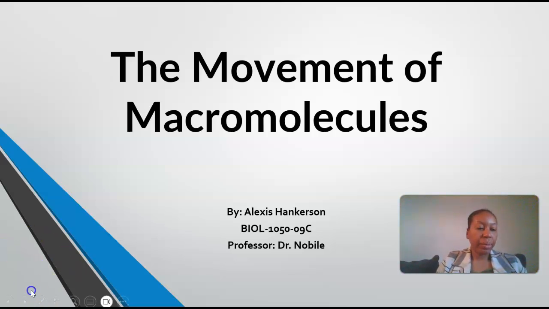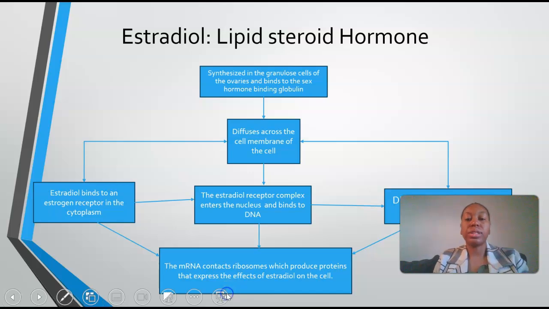The first one that I'm going to discuss is estradiol, which is a lipid steroid hormone synthesized in the granulosa cells of the ovaries, where it binds to sex hormone binding globulin. The hormone diffuses across cell membranes, modulating potassium and calcium currents through the cyclic AMP and protein kinase A, also known as PKA, signaling pathways, and operates via the G alpha S and G alpha Q coupling mechanisms.